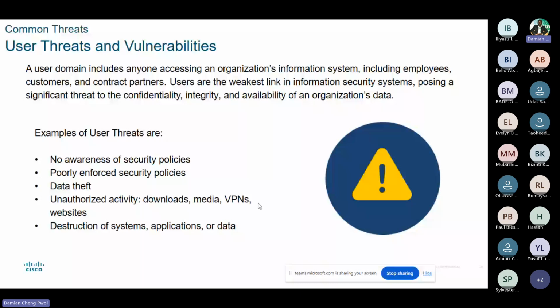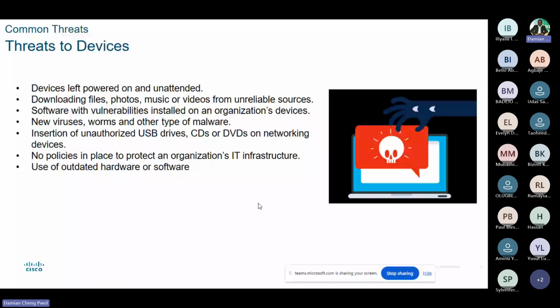So, threats to devices. Devices left powered on and unattended, downloading files, photos, music, or videos from unreliable sources, software with vulnerabilities installed on an organization's devices, new viruses, worms, and other types of malware, insertion of unauthorized USB drives, CDs, DVDs on the network devices, no policies in place to protect an organization's IT infrastructure, use of outdated hardware or software.